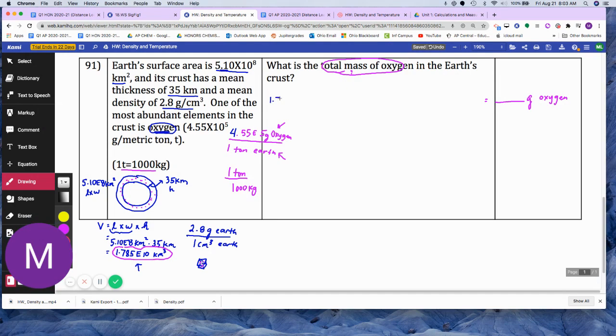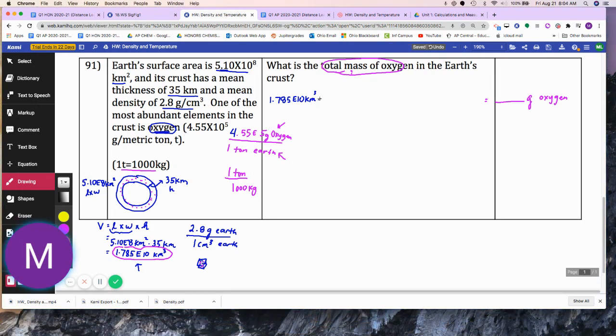1.785 E10 kilometers cubed. Now, using all the conversion factors, try to get from kilometers cubed of Earth to grams of oxygen. Pause the video. So this conversion right here says I can get to grams of Earth. If I can get to grams of Earth, I can get to tons of Earth. Tons of Earth, I can get to here. So I'm going to convert kilometers cubed to centimeters cubed first. Do that 3 times.